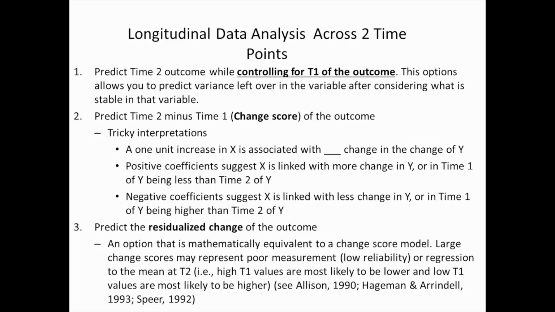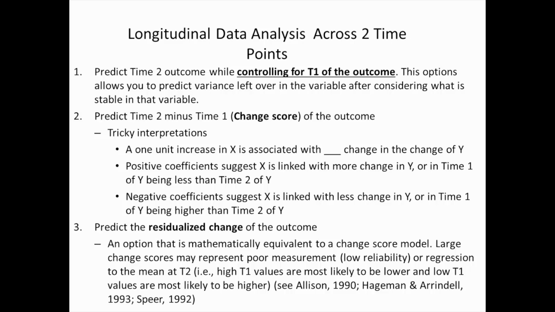Another way that researchers look at 2 time point data is to take that outcome at time 2 and subtract the time 1 score, calculating essentially a change score. And this is an interesting way of doing things. It's a way of getting at, okay, how did somebody change over time, and how are my predictors related to that?